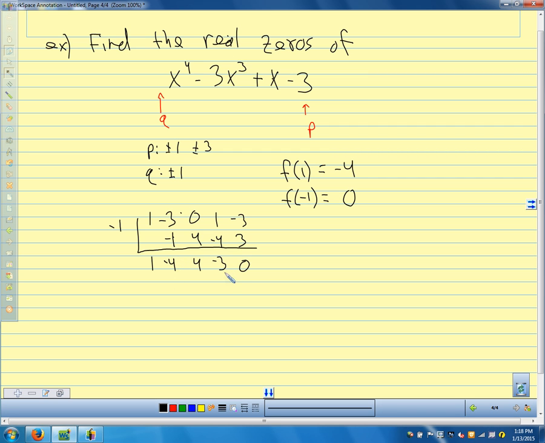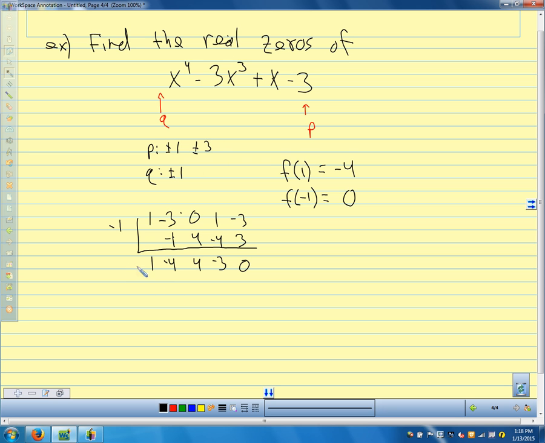So what do we want? This gives us a cubic polynomial. We want to get it down to a quadratic polynomial. So what number do we want to test with synthetic division now? We already tested plus or minus 1, so what would be the next easiest one to test from our list? How about 3?